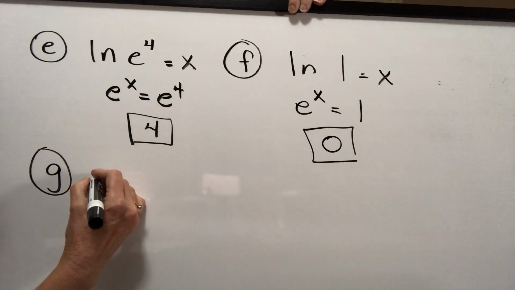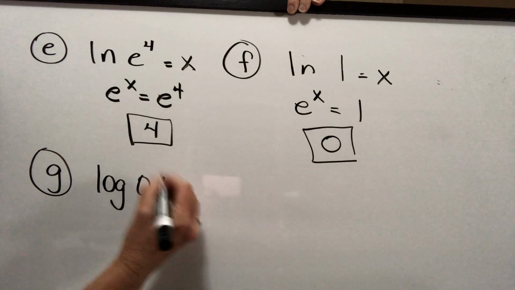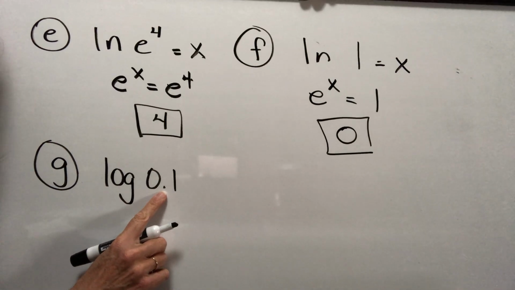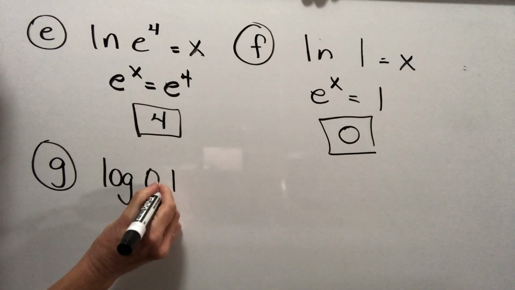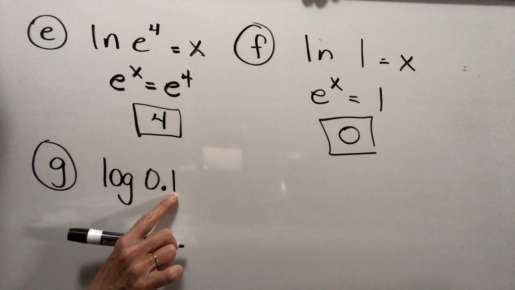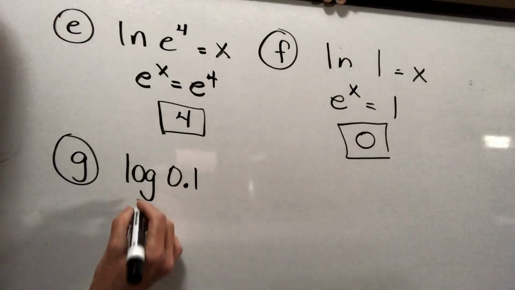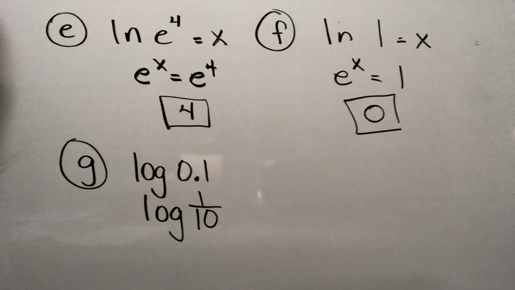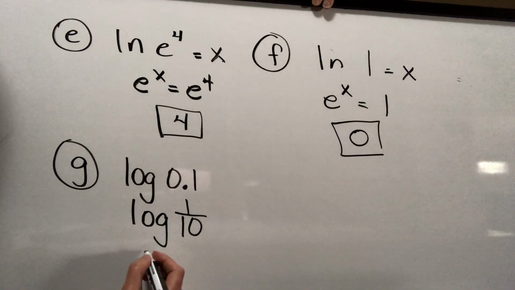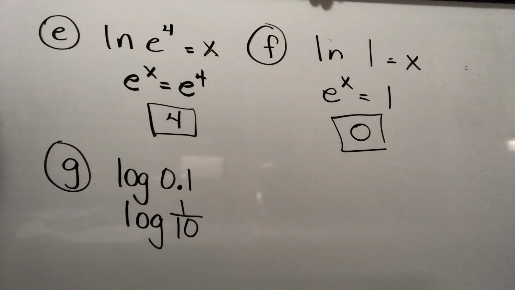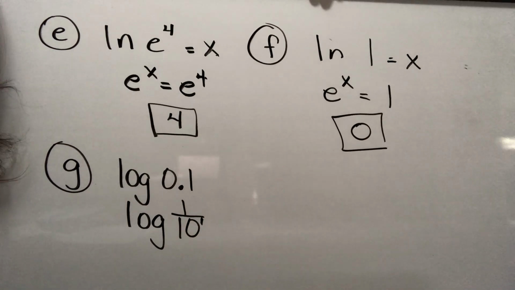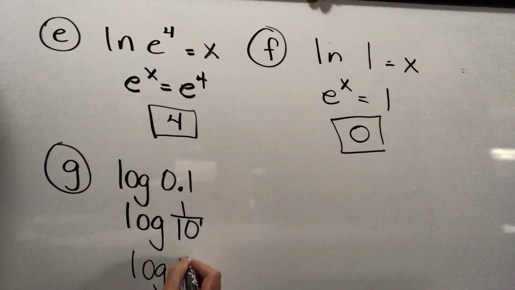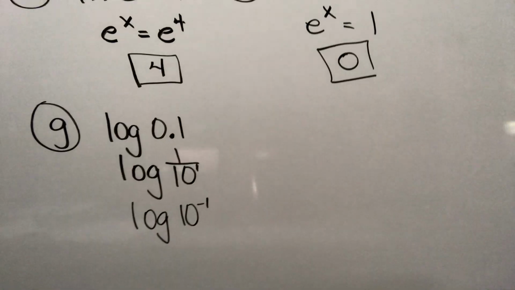Okay, so for G, we have the log of 0.1. Without a calculator, you would need to change this decimal to a fraction, and you can do that by thinking of place value. After the decimal point, that would be considered the tenths place. So that would be the same thing as log of 1/10. 0.1 is the same thing as 1/10. Any exponent that is in the denominator, like think of that as being a 10 to the first power, can be rewritten as a negative exponent. So it would be the same thing as 10 raised to the negative 1.